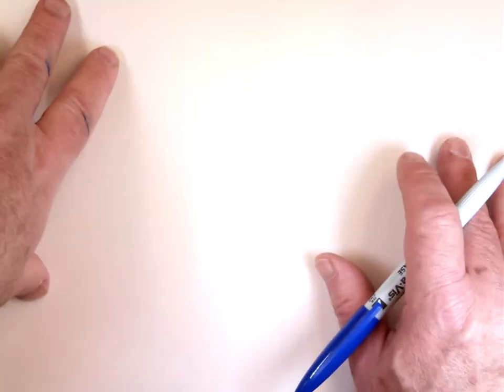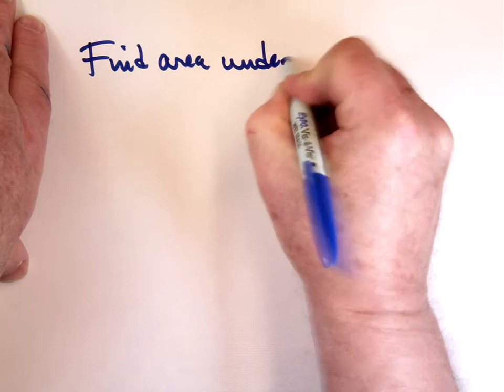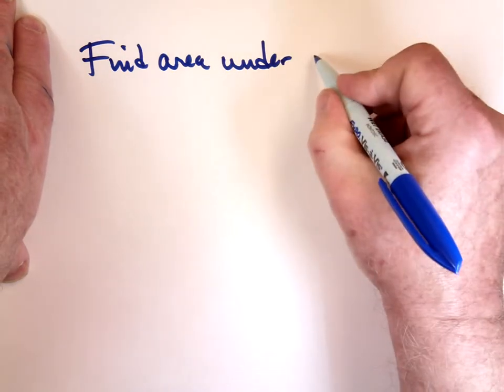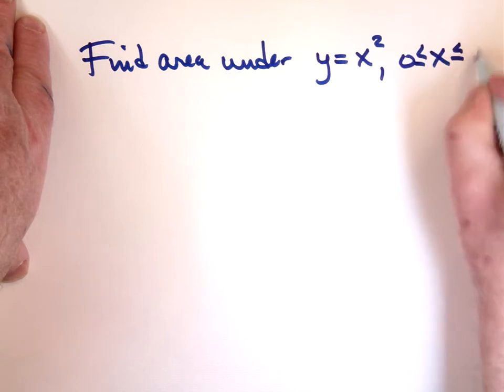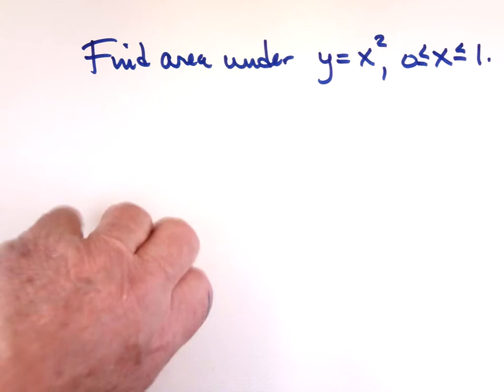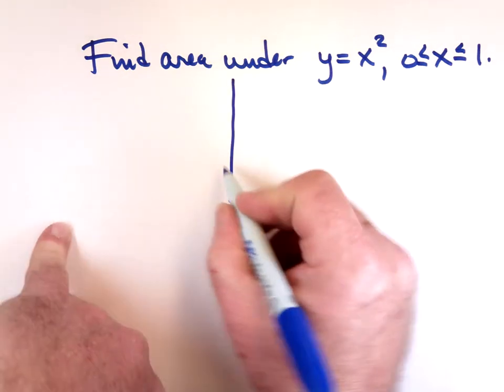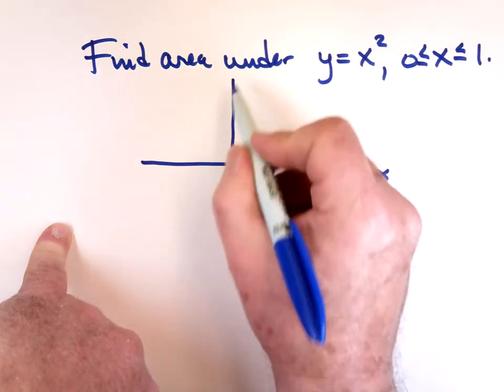Here's the problem. We're going to go right into it. The problem is to find the area, this is 5-3, under y equals x squared as x goes from 0 to 1. We want to find the exact area under the graph of that function from 0 to 1. We're going to do it by summation. That's exactly what we're going to do. This is going to be a long process. A is 0 and B is 1.